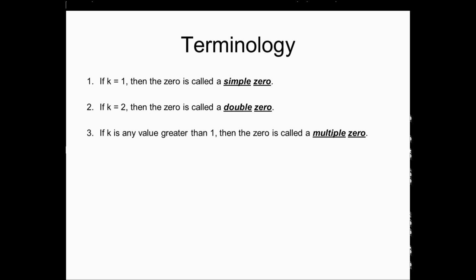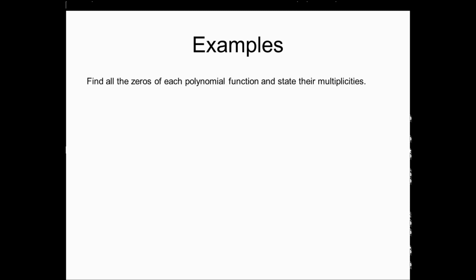Now again, in order to get the zeros, you need factors, because we've actually looked at getting zeros before. We just now have this new concept of multiplicity, and that is how many times the factor appears in the factorization. Let's try some examples. Find all the zeros of each polynomial function and state their multiplicities.